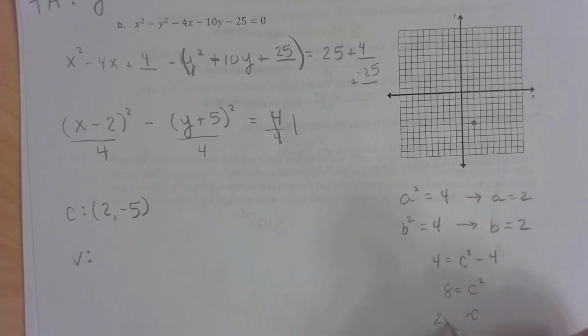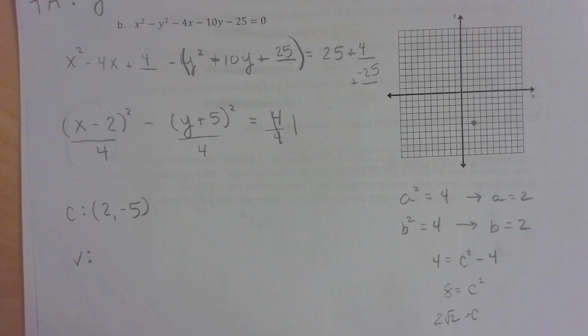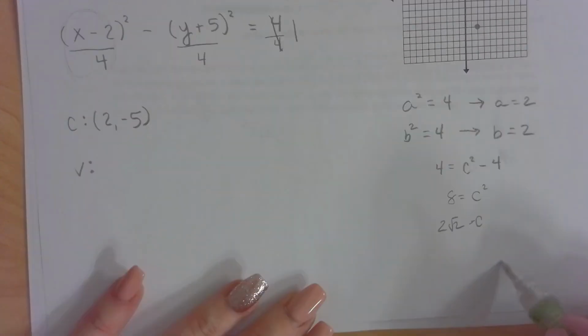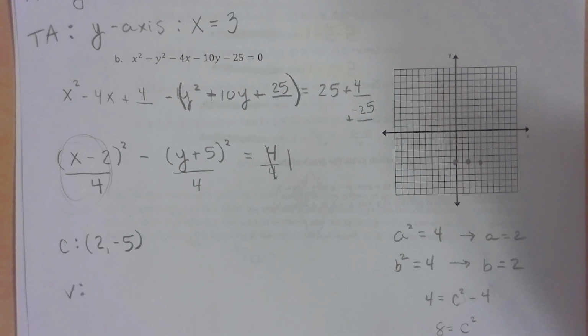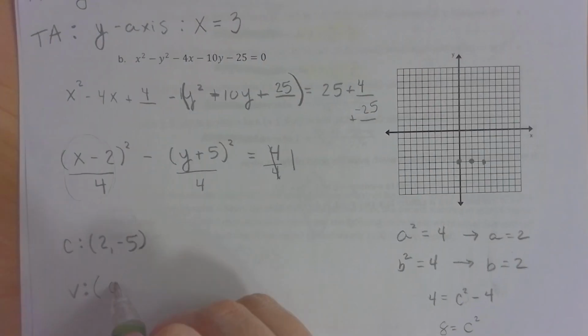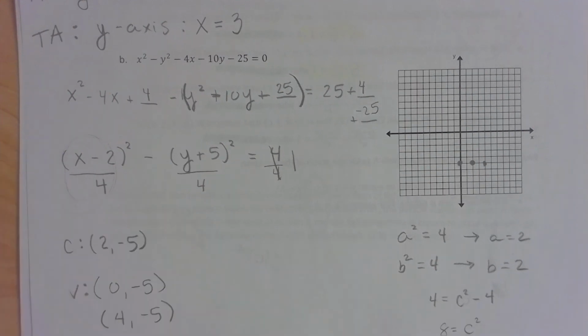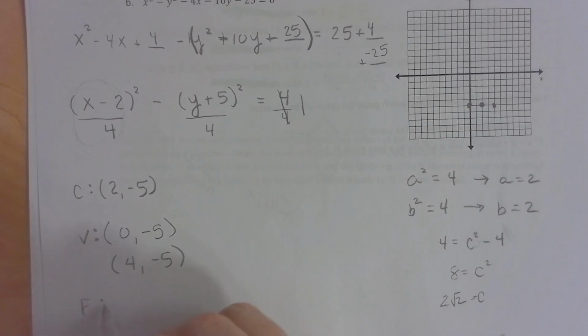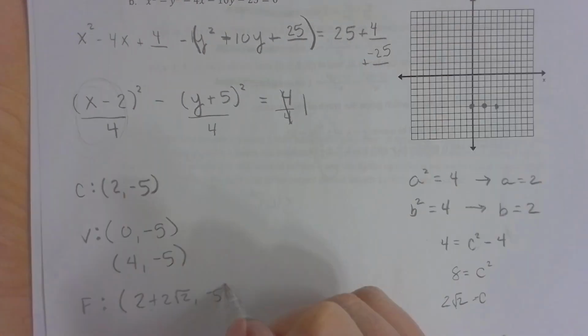So because this time x is first, that means we're going to be moving out 2 in the x direction, right? Our hyperbola is going to be opening up left and right instead of up or down. So I'm going to go out 2 and 2. Those are my vertices, so that brings us to 0, negative 5, and 4, negative 5. The foci are going to be made from the c, so we're moving out left and right from the center to 2 root 2. So the center here is at 2, so it's going to be 2 plus 2 root 2, negative 5, and then 2 minus 2 root 2, negative 5.